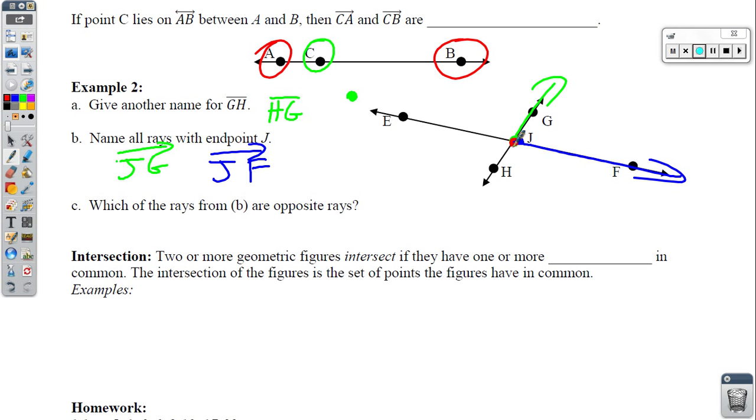We could have it start here at J and point through towards H. So we would call that JH with the arrow pointing from left to right. And then last, we could have it starting here at J pointing through E. So we would call that JE with the ray starting at J and pointing through towards E.